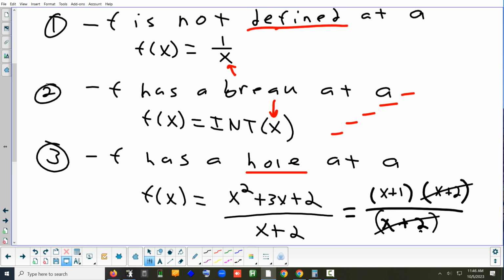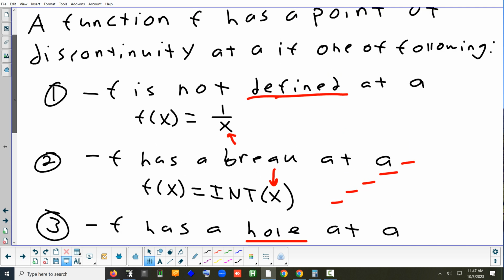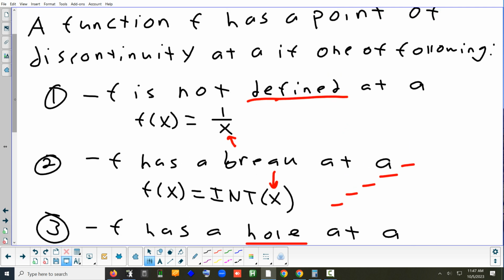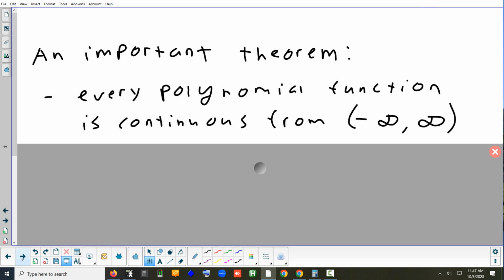Question on that? Can you scroll up a little bit? So the graphing calculator helps a lot with figuring out if something's continuous because you can see a picture of it and visualize it.